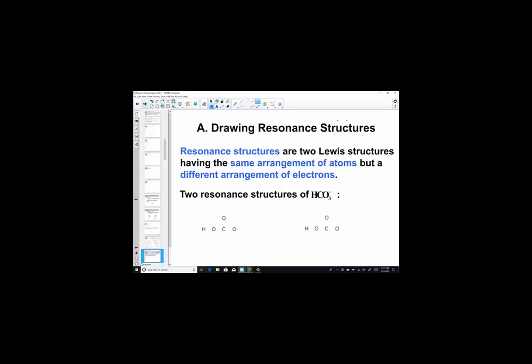When we consider resonance structures, these resonance structures are 2 equally valid Lewis dot structures that have the same arrangement of atoms, but a different arrangement of electrons. Same arrangement of atoms. The atoms are connected in the same way.